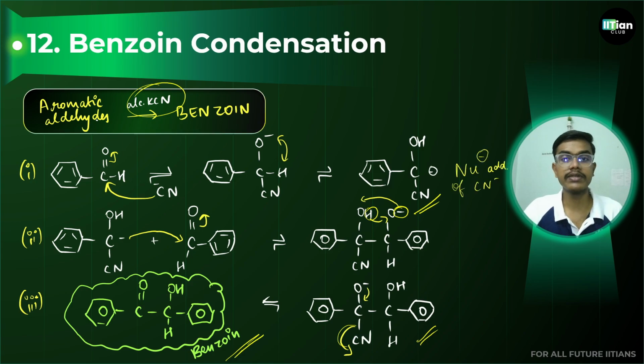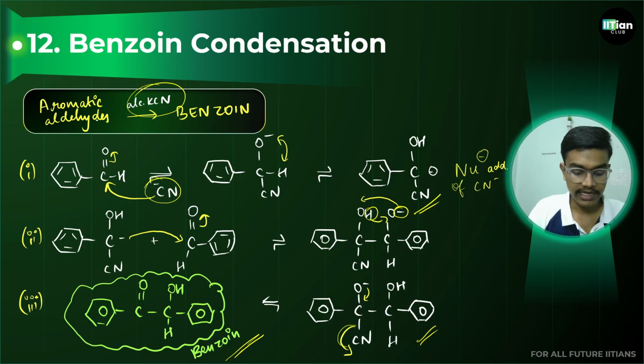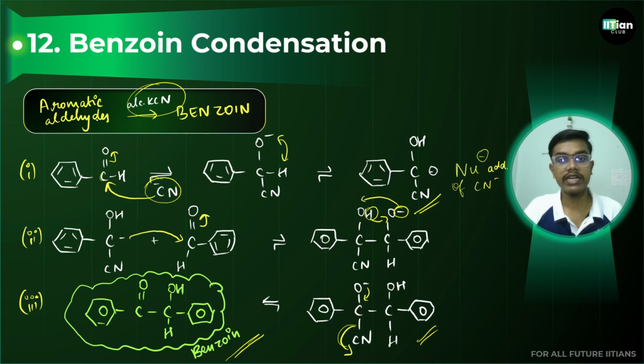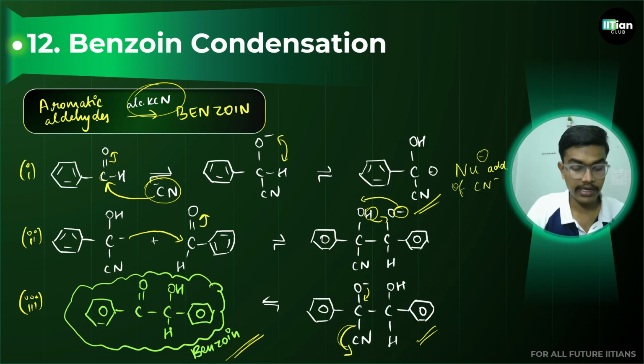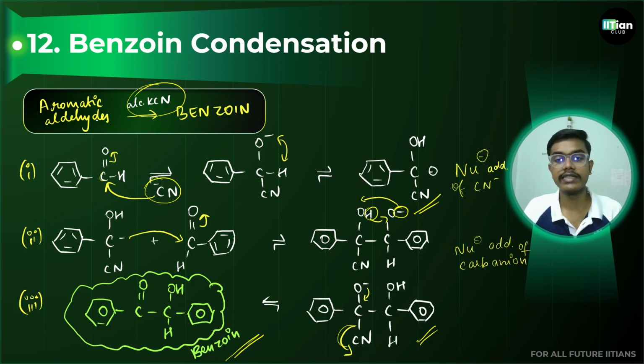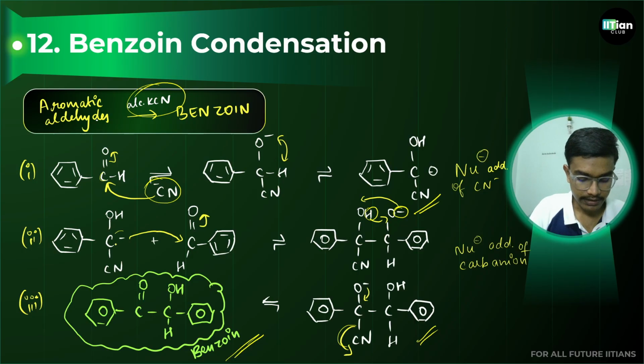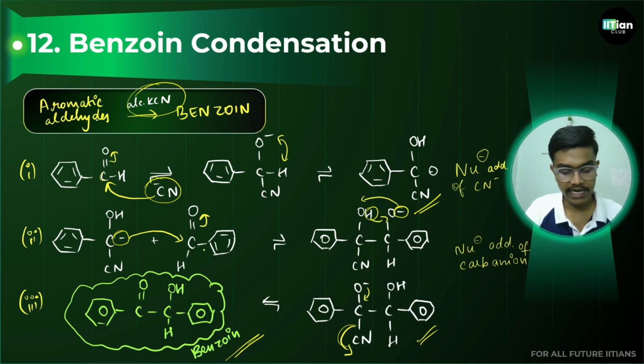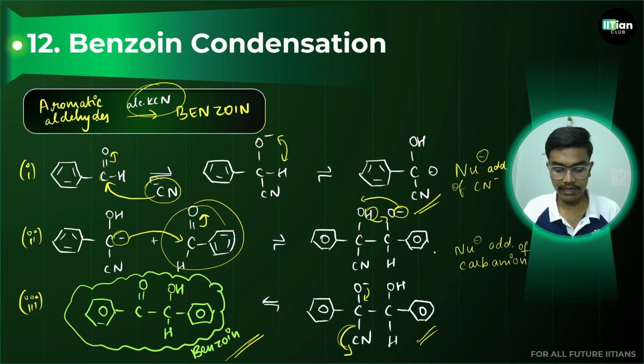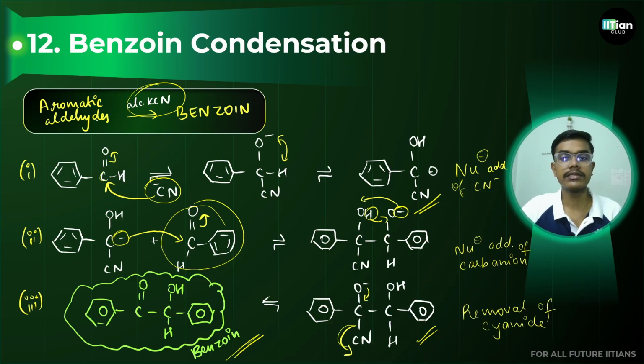So the first step is nucleophilic addition of CN minus. Here, this is acting as a nucleophile, and the carbon over there, as the oxygen is more electronegative, is pulling the electrons towards itself, and the carbon is becoming electron deficient. Hence, it is becoming an electrophile and it is attacked there. The next step is nucleophilic addition of the carbanion. Similarly, this carbanion is attacking the electron deficient carbon in this compound, and the reaction is happening. And the final step is removal of cyanide. I hope you got this reaction as well.